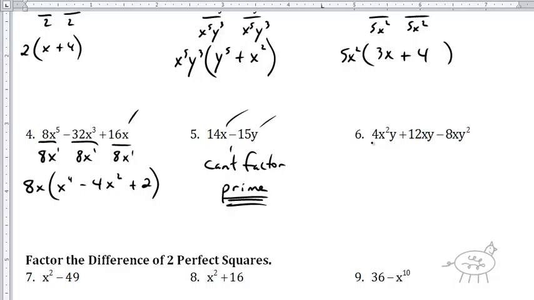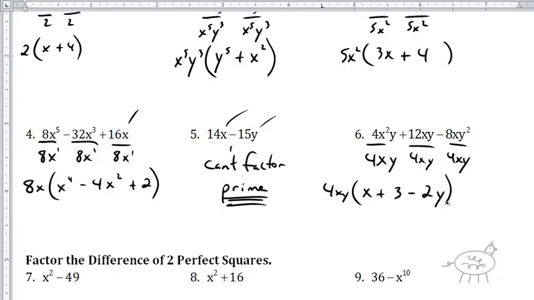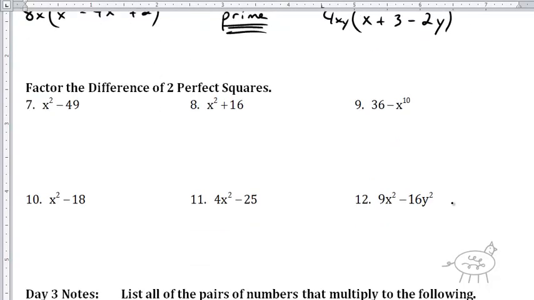All right, cool. This next one will definitely have 4, and here's an x squared, here's an x, and here's an x, so it's x, and there's a y squared, so it's y. So I divide by 4xy, and in parentheses I get just an x left over. The variables cancel, but I get plus 3, and then here it's minus 2, the x's cancel, and I just get y, and that's my answer. Okay, not bad.